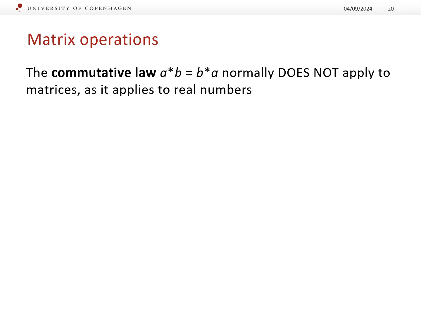Now we also have a multiplication commutative property, but unlike for real numbers, when multiplying matrices, A times B is not the same as B times A most of the time. So the commutative law normally does not apply to matrices, as it applies to real numbers.